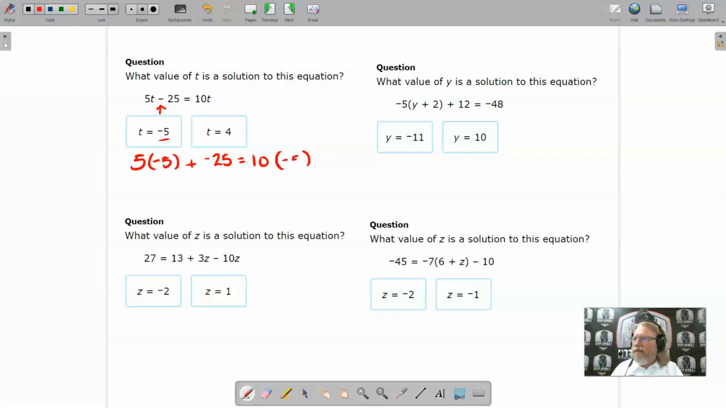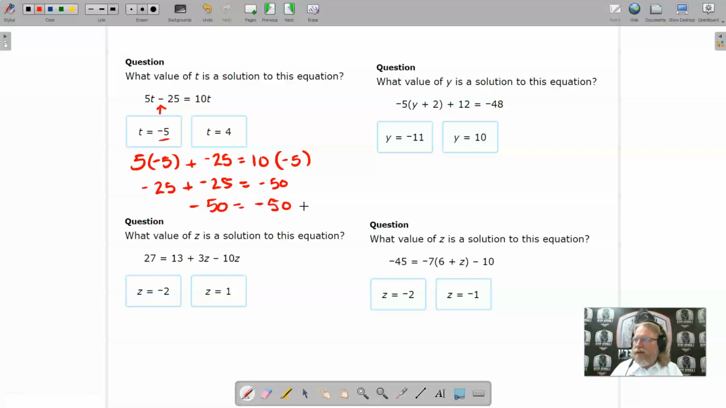So negative 5, right? So negative times positive is negative. 5 times 5 is 25. And then we add to that negative 25. And 10 times negative 5 is negative 50, because a positive times negative equals negative. And then we're adding two negative numbers together, so it's going to give more negative. 25 plus 25 is 50. And bring down that negative 50 we had over on the right.